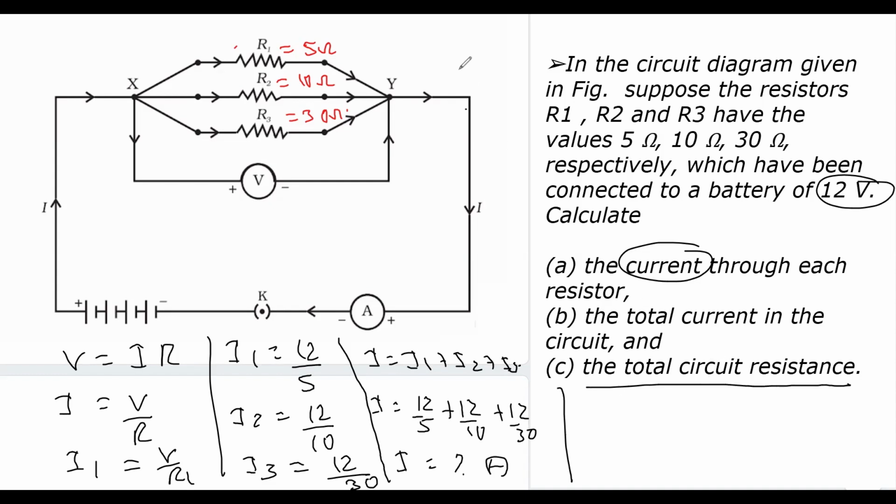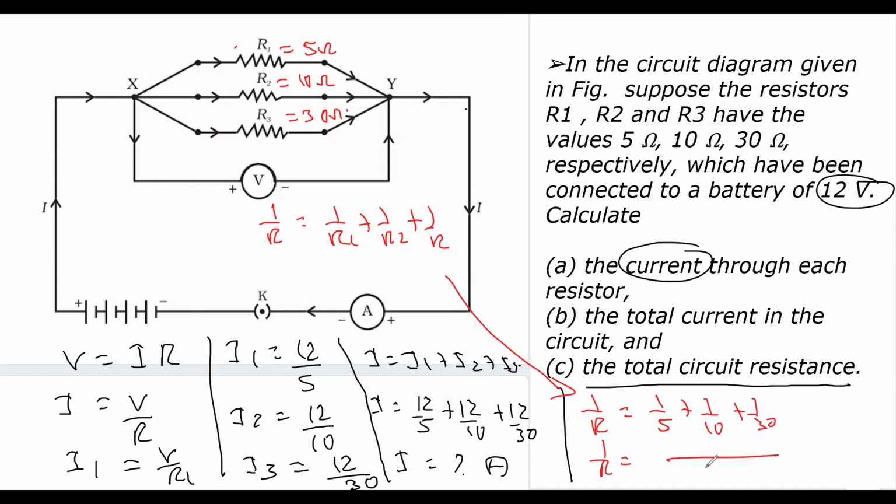It's already discussed earlier that here the resistors are connected in parallel, right? We can see these three resistors are connected. So the total resistance in this case is what? 1 over R is equal to 1 over R1 plus 1 over R2 plus 1 over R3. So let's say if I do it here, 1 over R is how much? 1 over 5 plus 1 over 10 plus 1 over 30.